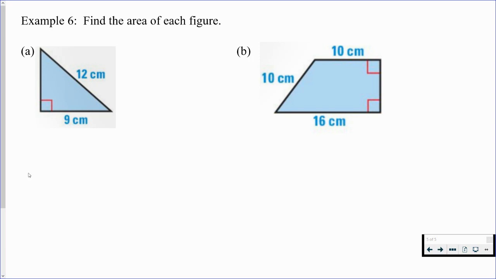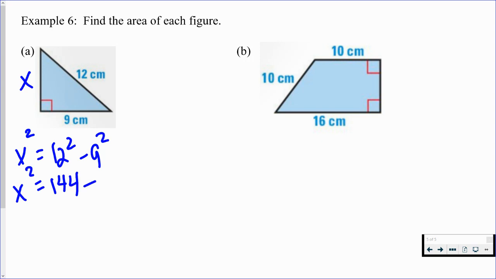Okay, let's set it up. We'll call this x. So x squared equals hypotenuse squared minus the other leg squared. We want to make sure that we square out our terms. 12 squared is 144. 9 squared is 81. Now we want to take 144 and subtract 81, which would leave 63. So x squared is 63. Now we want to take the square root.